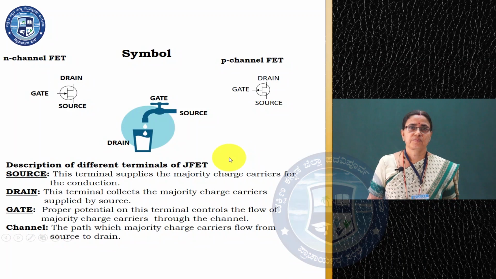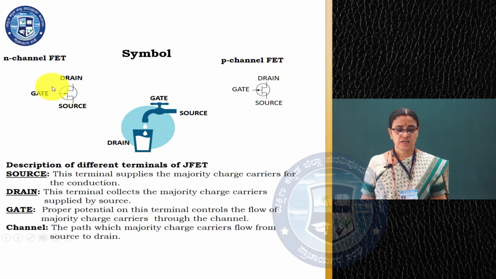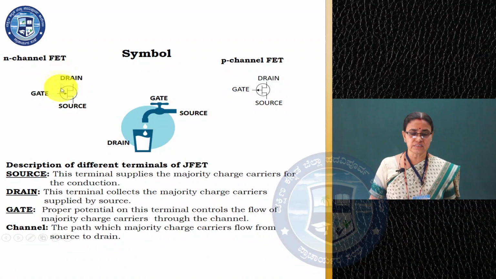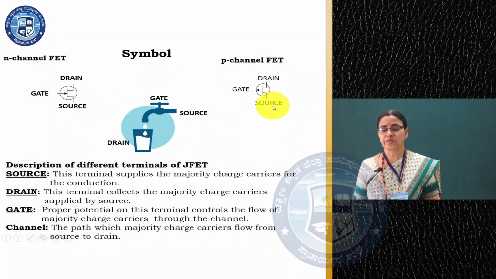The symbol is very important, you can be asked for 1 mark. N channel FET and P channel FET can be identified depending on the arrow mark. The arrow mark towards the vertical line, that is the channel, is called the N channel FET. The arrow mark away from the vertical line is called the P channel.